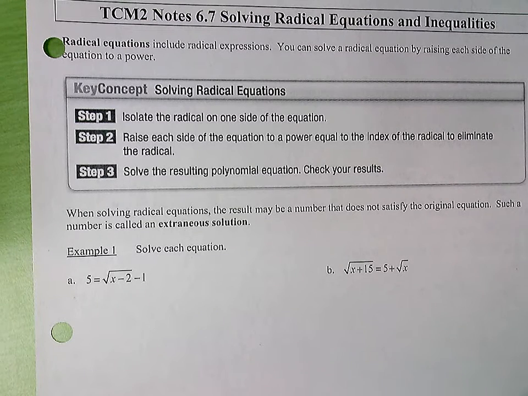Step 2, raise each side of the equation to a power equal to the index of the radical to eliminate that radical. So if it's, say, a cubed root, you'd raise it to the power of 3. If it's the sixth root, you'll raise it to the power of 6. Step 3 is to solve the resulting polynomial equation and then check your results. It is important to check your results because you could get a solution when doing this that doesn't actually work. So you have to plug in what you found for that variable to check it.